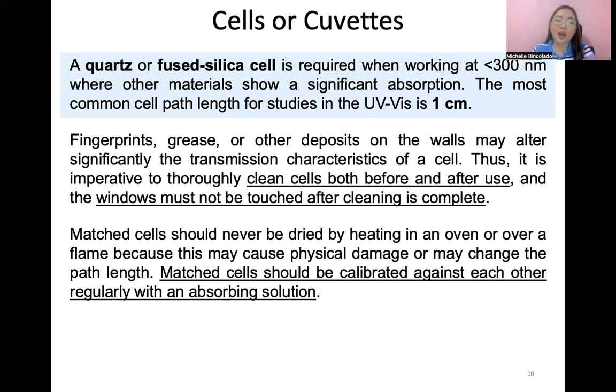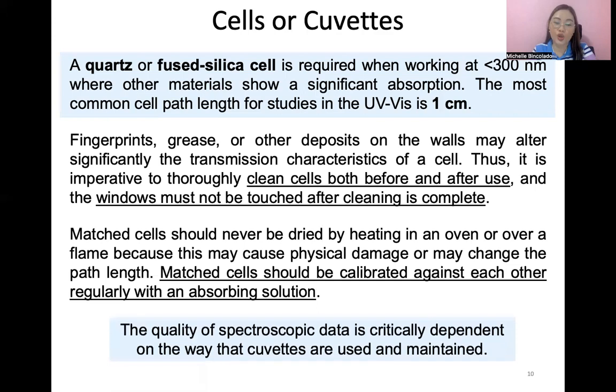Now, you must prepare a lint-free tissue paper along with you when you accidentally touch yung mga windows na yun sa cuvettes. Okay? Matched cells should never be dried by heating in an oven or over a flame. Oh no, wag tong gagawin because this may cause physical damage or may change the path length of your cuvette. Matched cells should be calibrated against each other regularly with an absorbing solution.